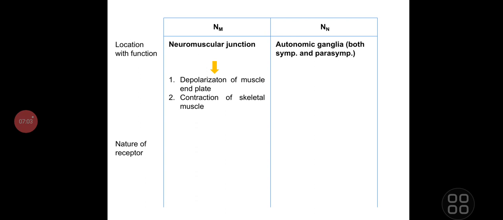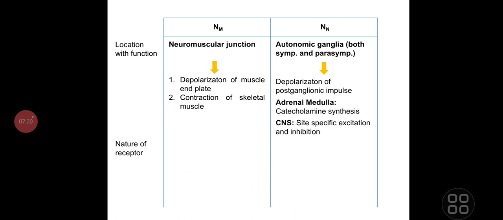Now the NN receptor is present in autonomic ganglia along with the M1 receptor. So in autonomic ganglia of both the sympathetic and parasympathetic systems, depolarization happens in the ganglia, leading to depolarization of the postganglionic impulse. The NN receptor is also present in the adrenal medulla. Its stimulation causes catecholamine synthesis, and in the CNS it has site-specific excitation and inhibition functions.